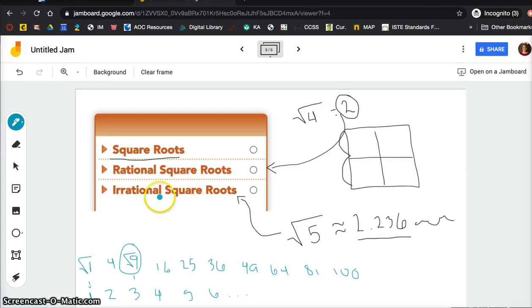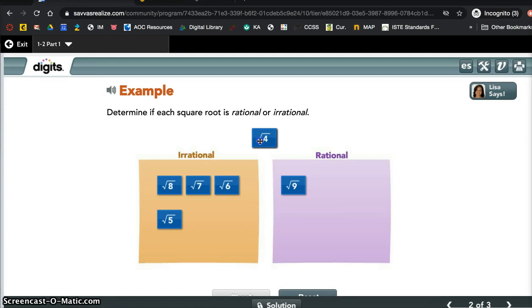4, I believe 4 is on our list. Yep, because 4 is 2 times 2. So 4 is a rational number.